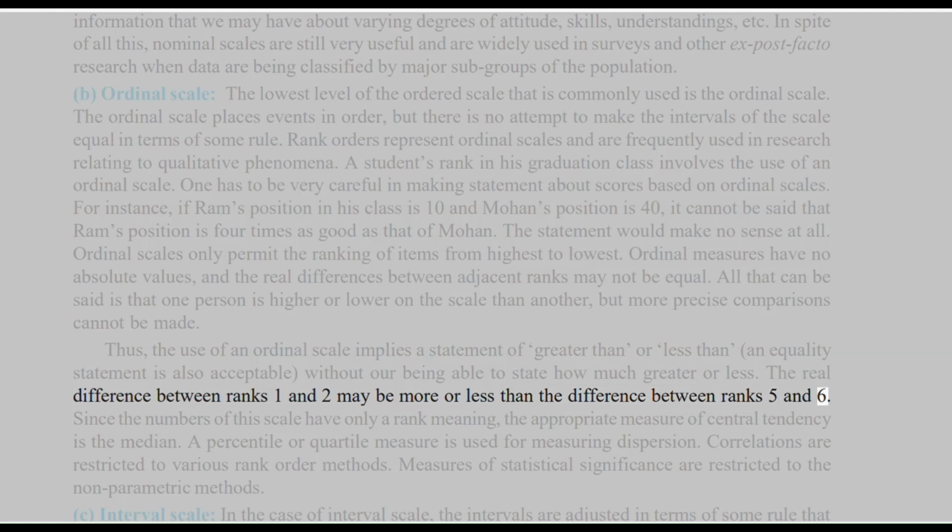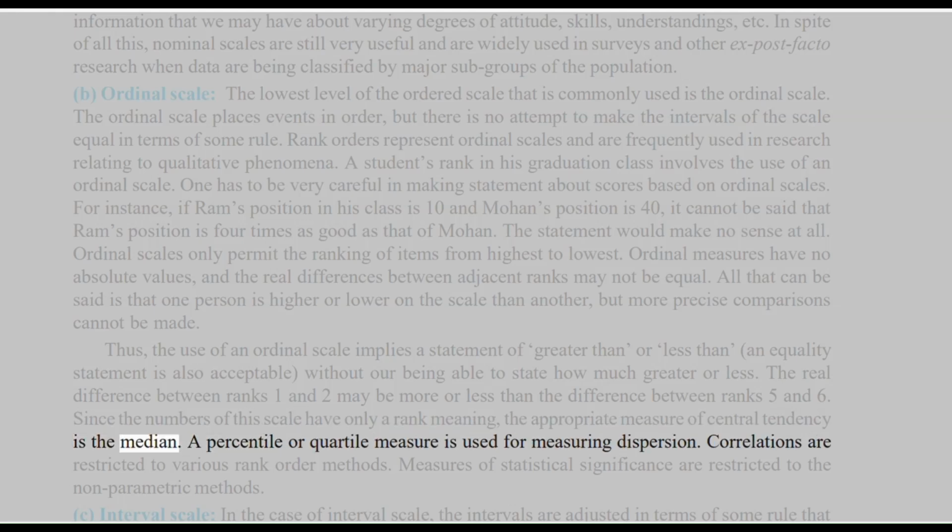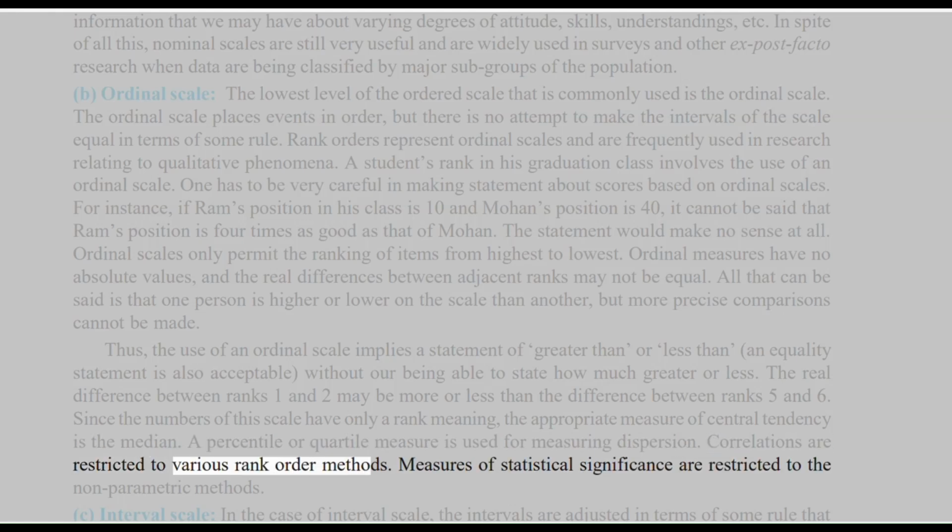and 6. Since the numbers of the scale have only a rank meaning, the appropriate measure of central tendency is the median. A percentile or quartile measure is used for measuring dispersion. Correlations are restricted to various rank order methods. Measures of statistical significance are restricted to the non-parametric methods.